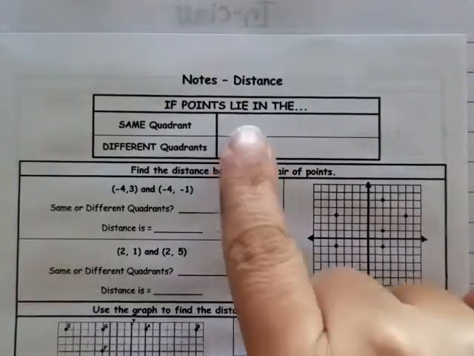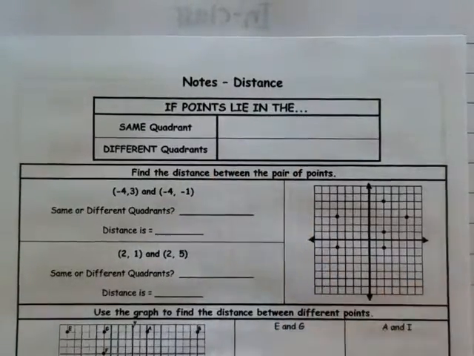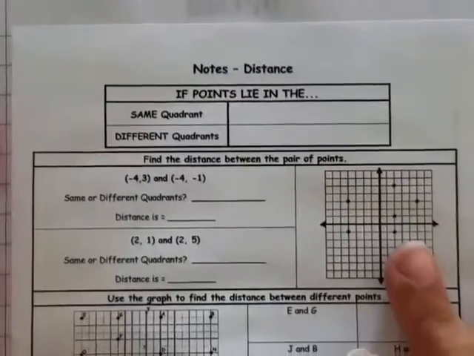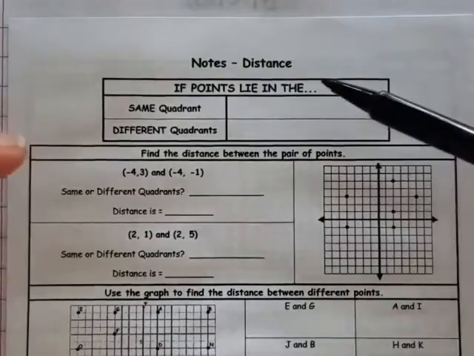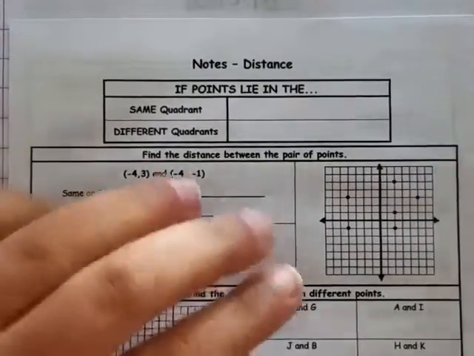Good afternoon. These notes are on distance of points on a coordinate plane. So let's go ahead and get started. This is page 45 in your notebook. So pretty much if points lie in the same quadrant, all you're going to do is just subtract.